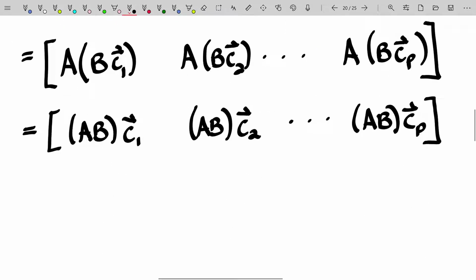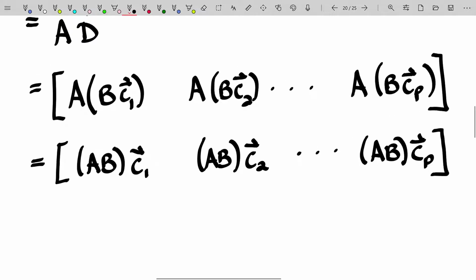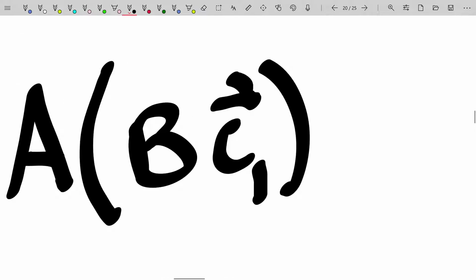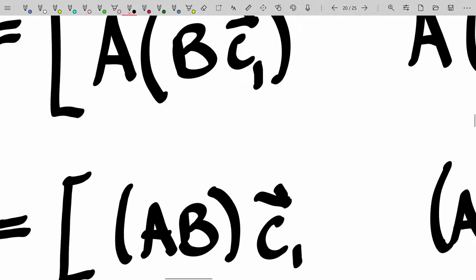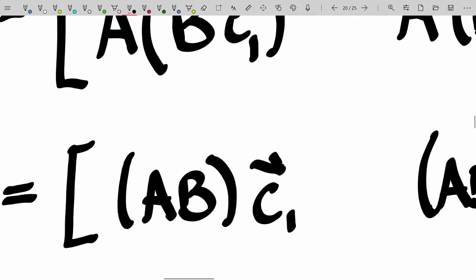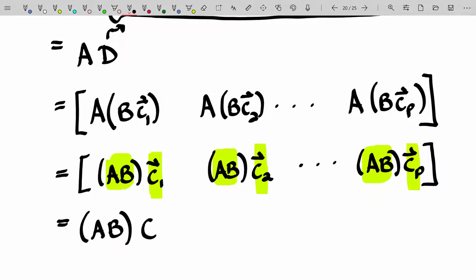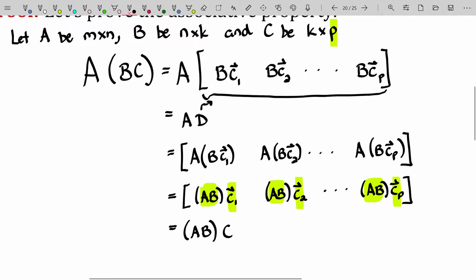That is actually what we used in the last video, and so we proved that there, that a matrix times a vector is the same thing as the two matrices being multiplied then times the vector. However, this is now the matrix AB times every single column of the matrix C. That is, by definition, the matrix AB times the matrix C. And you can see that we have just proved associativity of multiplication for matrices.